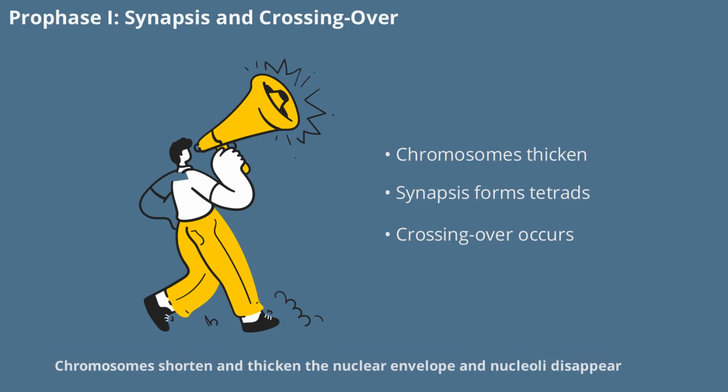Chromosomes shorten and thicken, the nuclear envelope and nucleoli disappear, and the mitotic spindle forms. Synapsis occurs, where homologous chromosomes pair off, forming tetrads. Crossing over follows, exchanging genes between chromosomes and resulting in genetic recombination.